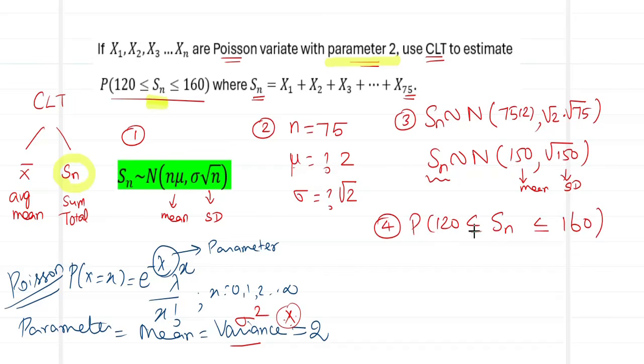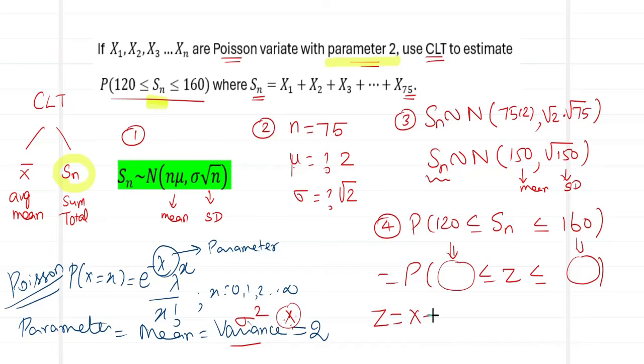So this is my question. But I cannot solve the problem as such in Sn. Therefore, what we do is convert the problem into Z. So this 120 has to be converted to a corresponding value in Z, and this 160 has to be converted to the corresponding value in Z. What do I know about Z?